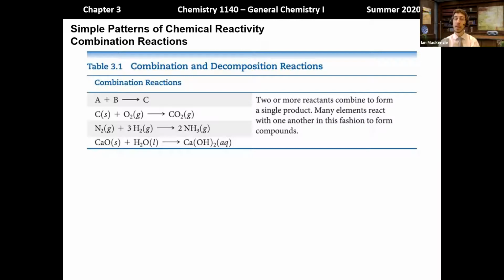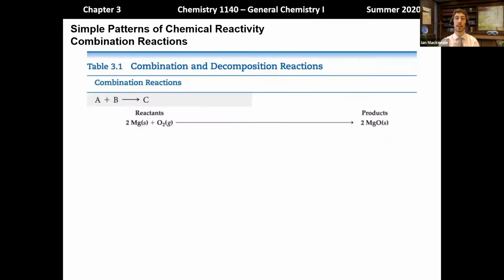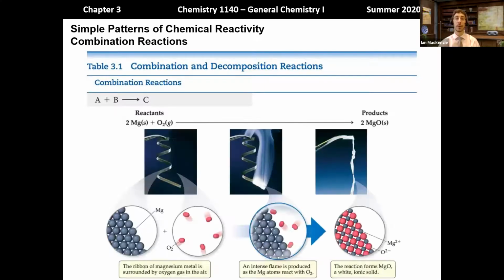One that you may be more familiar with, though, is the burning of magnesium ribbon. So if you've ever seen magnesium ribbon lit before, it produces this brilliantly white flame. Well, what you're actually seeing here is solid magnesium combining with oxygen to then form this kind of white or off-white powdery substance, which is your magnesium oxide now. So this would be a classical example of a combination reaction.